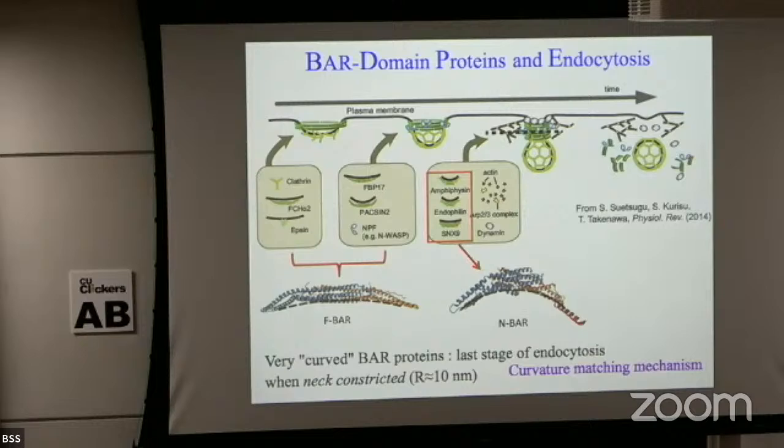More? Okay, so that was for the BAR domain proteins. Now we can go to inclusions.